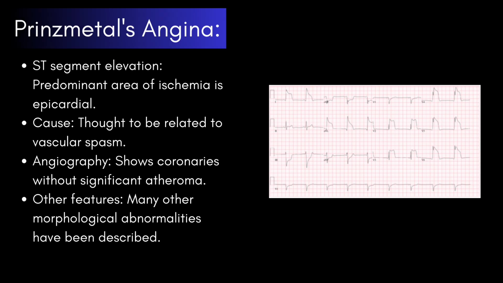Let's now look at Prinzmetal's angina. The main sign of it is ST segment elevation, where the predominant area of ischemia is epicardial. Cause: thought to be related to vascular spasm. Angiography shows coronaries without significant atheroma. Other features: many other morphological abnormalities have been described.